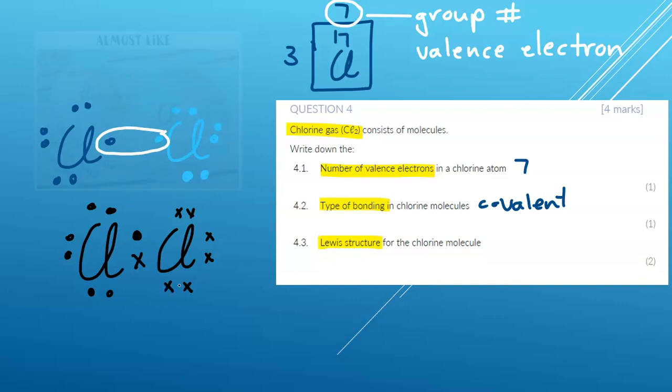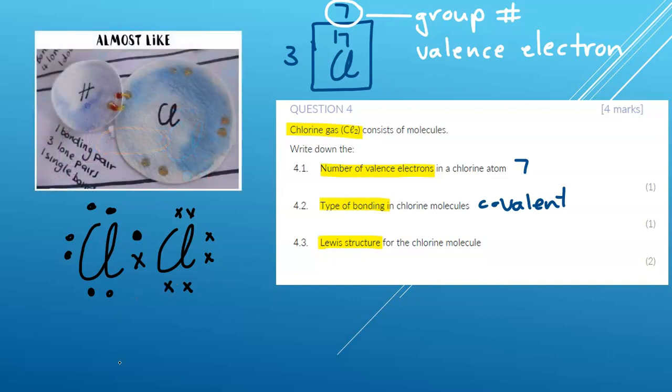Okay, and that is chlorine's Lewis structure. If ever they ask you for the Couper structure, what you're going to do is take these bonding electrons and just change them into one line. And we always add the non-bonding electrons too. So those we will always show.